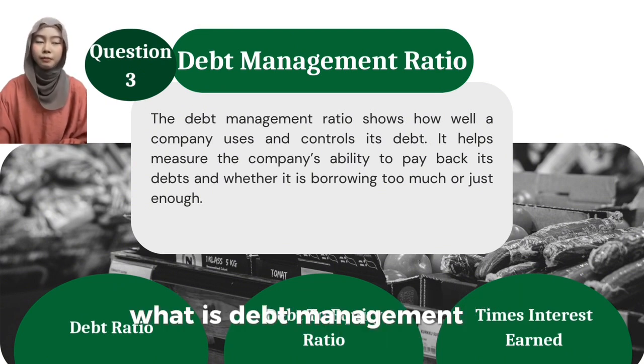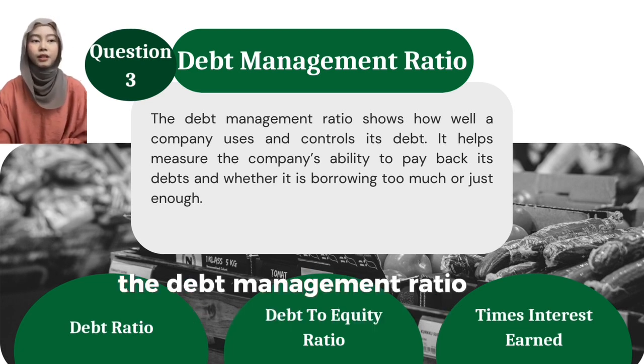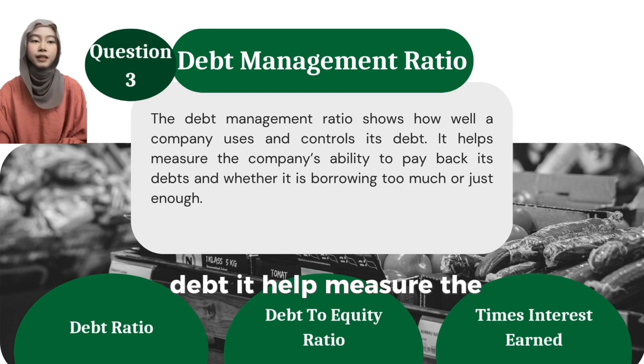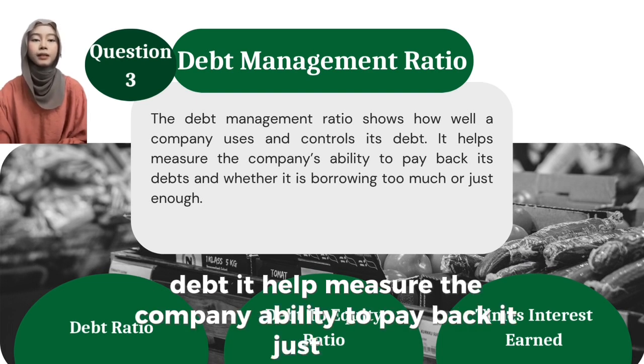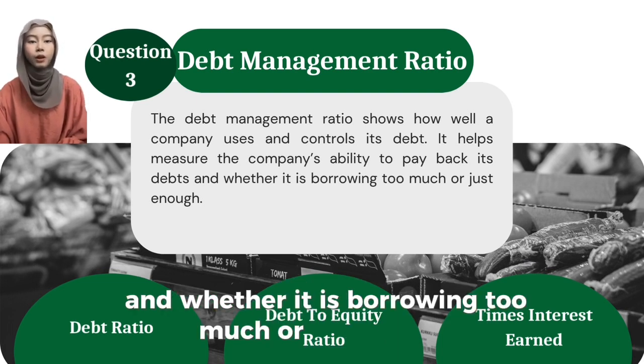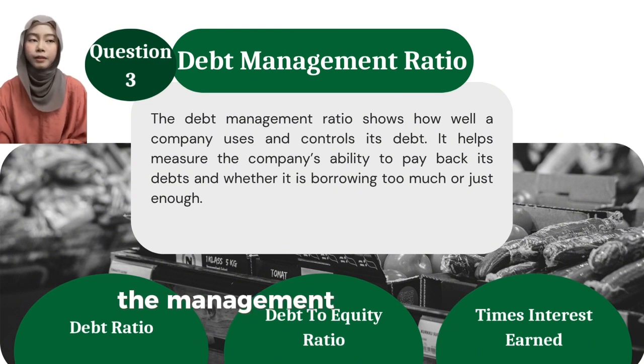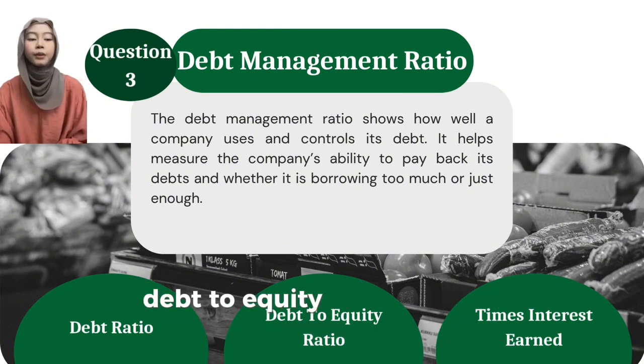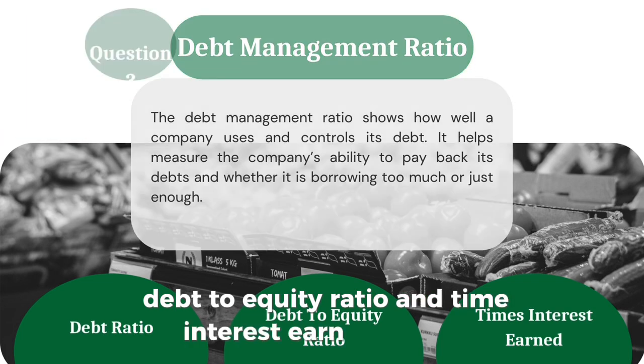What is debt management ratio? The debt management ratio shows how well a company uses and controls its debt. It helps measure the company's ability to pay back its debt and whether it is borrowing too much or just enough. Debt management ratio have 3 categories, which are debt ratio, debt to equity ratio, and time interest earned.